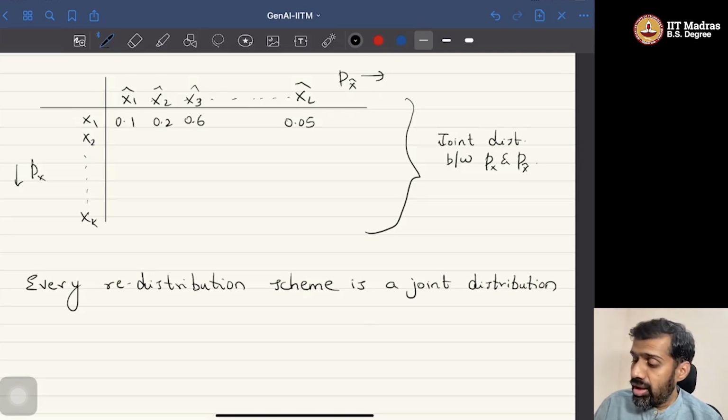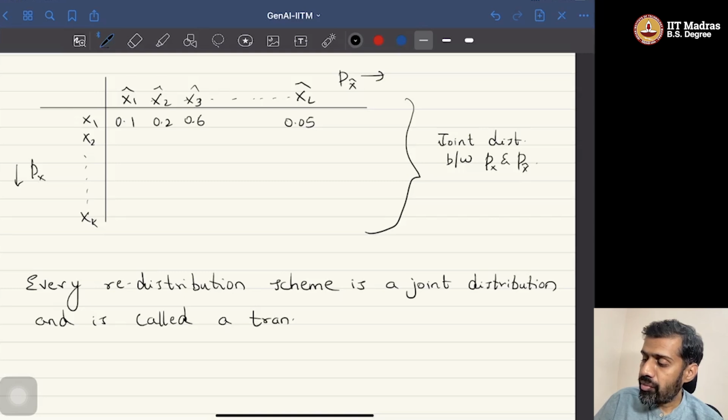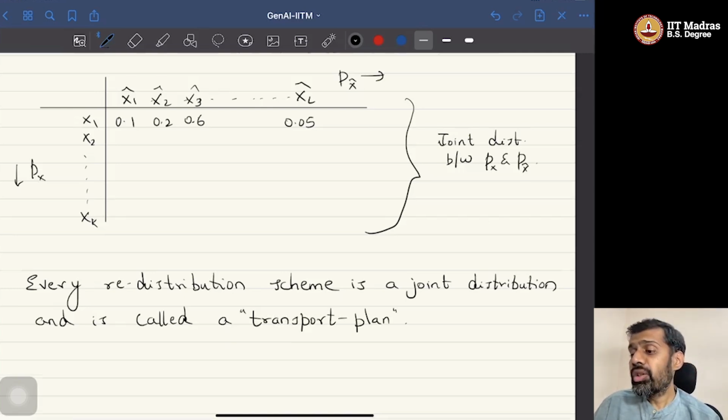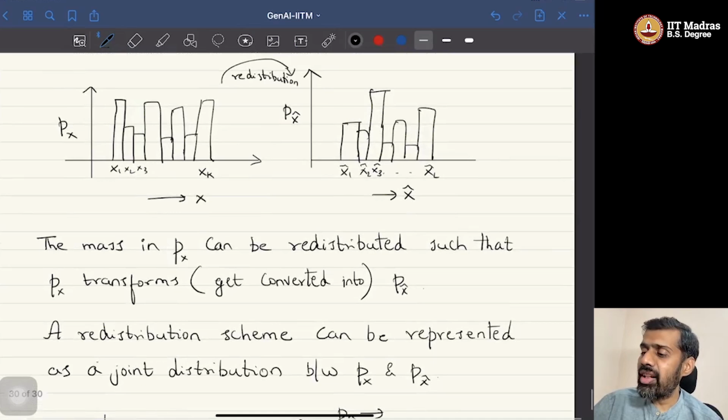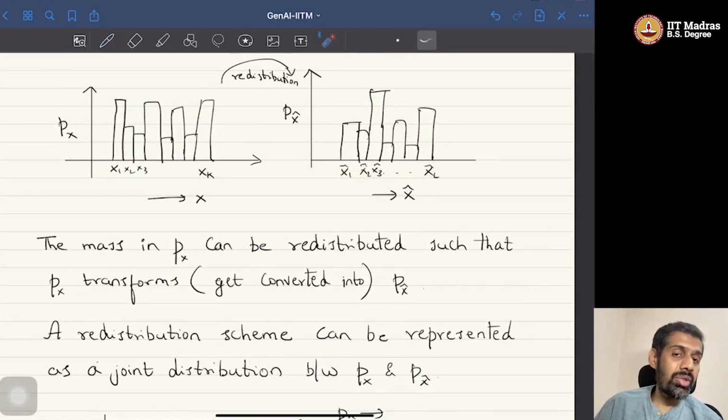Okay, and this is called a transport plan. Now what does this mean? This means that given a pair of distributions, we can find a transport plan, which is nothing but a joint distribution between the corresponding underlying random variables, which would convert one distribution to the other.